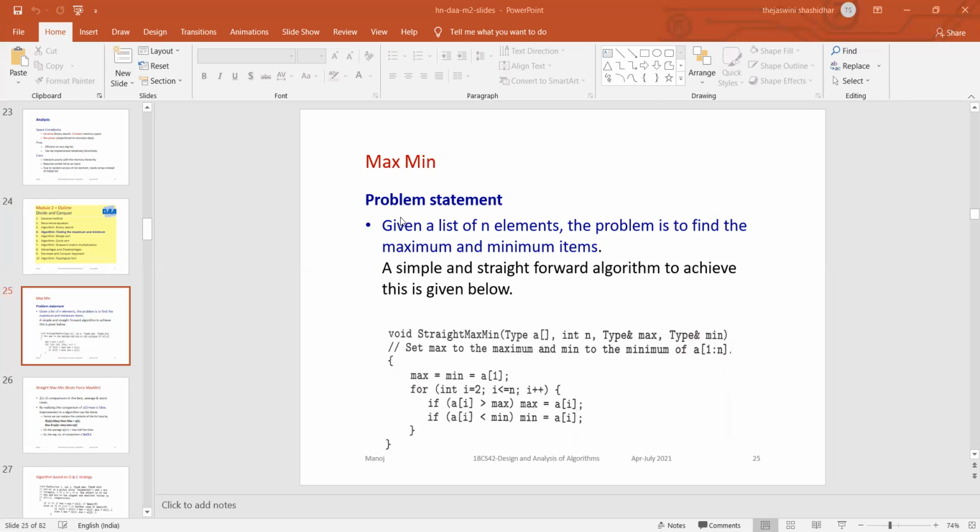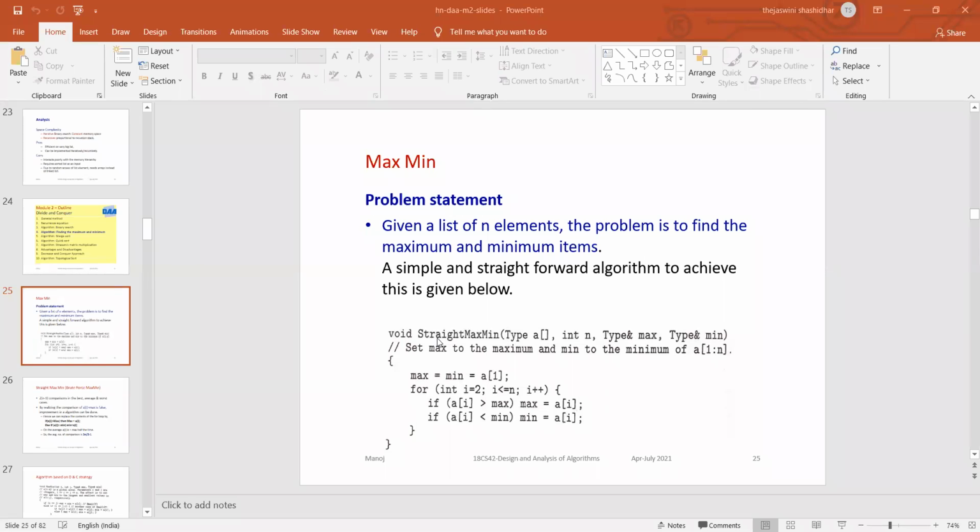Okay. So what is the problem statement? Kindly go through it. It's very easy compared to binary search. Given a list of n elements, the problem is to find the maximum and minimum items. You have to find which is the maximum and which is the minimum. The simple and straightforward algorithm to achieve this is given below. So go through this algorithm. You have to write the algorithm whenever they ask you in the question.